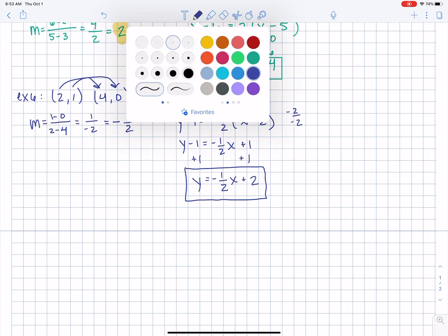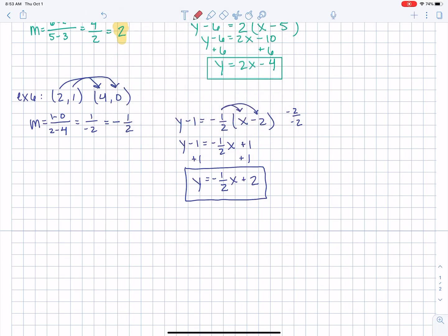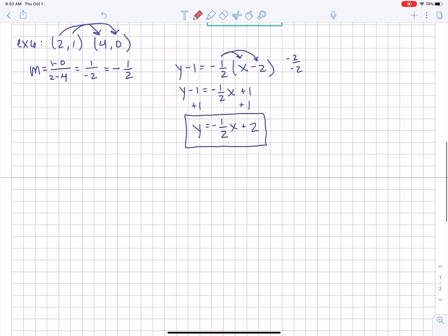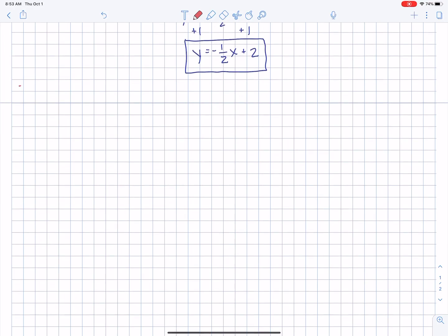All right, your very last example for today. I'm going to put it in kind of the salmon color. And that's because it's going to be a challenge. So I'm going to say example 7, and this is a challenge. But you totally got this. You got this, you got this. And I'm going to give you 2 points. 2, 9, and 5, 14.